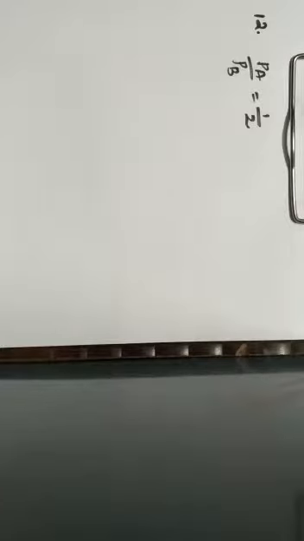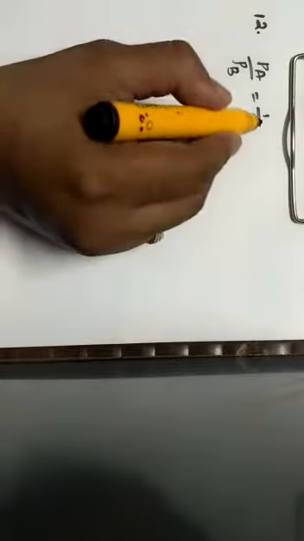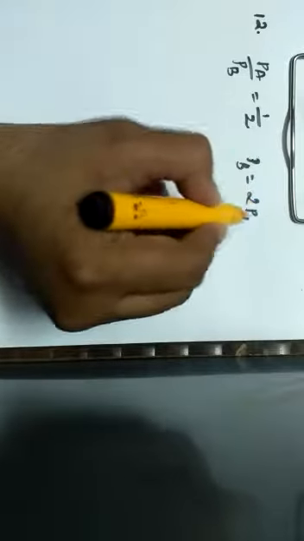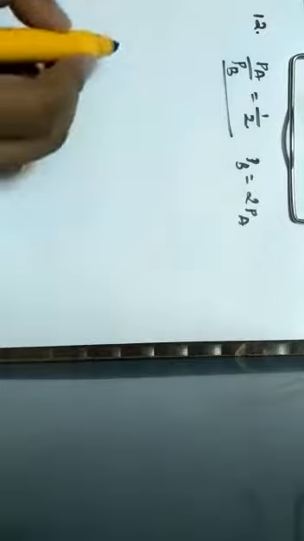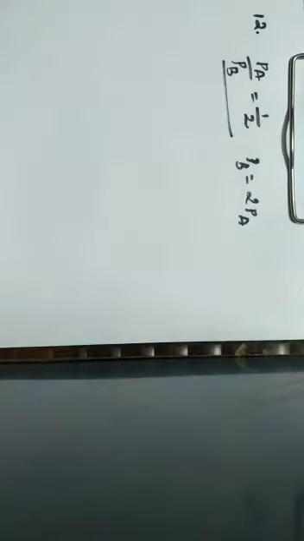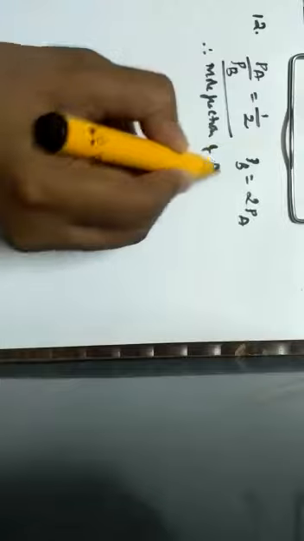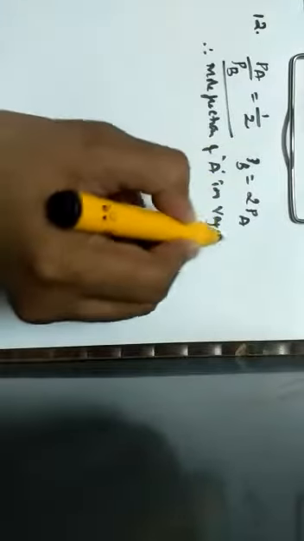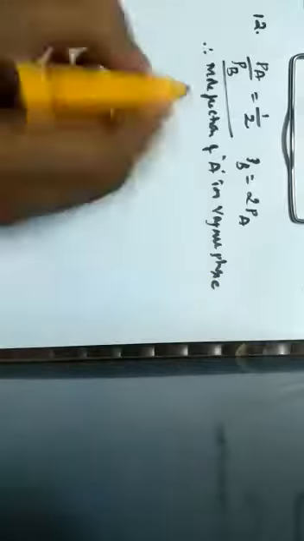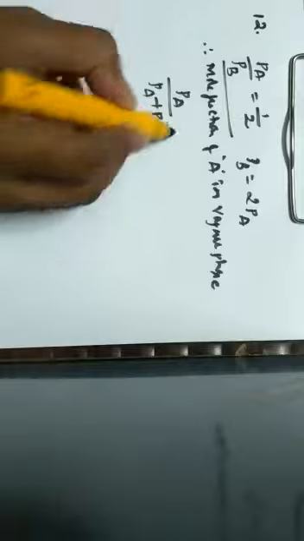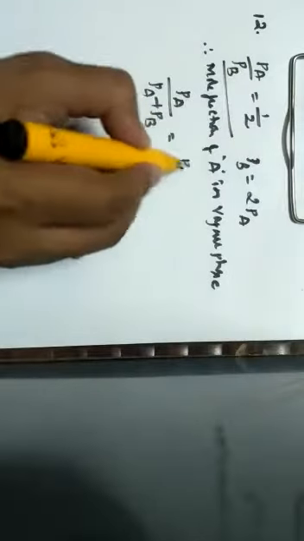The mole fraction of A in the vapor phase of the solution will be. So since it has been given that the ratio is in the form of 1:2, I can rewrite it as PB is equal to 2 times PA according to the given ratio. So they are asking us to calculate the mole fraction of A in the vapor phase. Therefore, mole fraction of A in vapor phase is calculated by PA divided by PA plus PB.